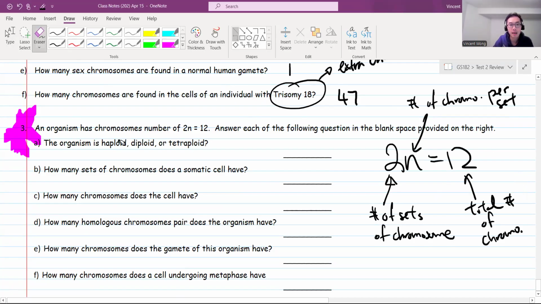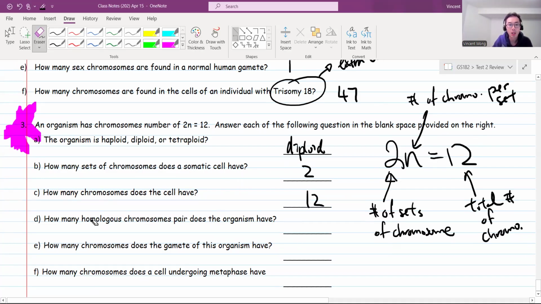The organism is haploid, diploid, or tetraploid? Well, they have 2 sets. 2 sets means diploid. How many sets of chromosomes does this somatic cell have? Well, I just told you, 2 sets. Diploid means 2 sets. How many chromosomes does the cell have? 12. Once you know what the number means, it's easy.